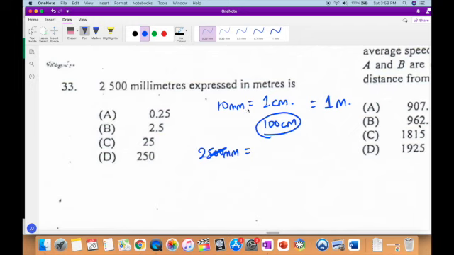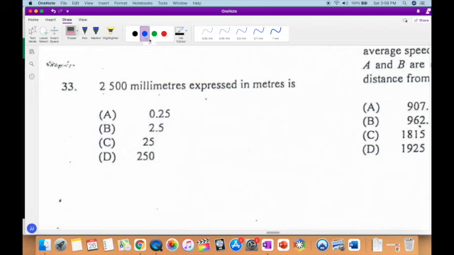Sorry, what's the answer for this? Just quick, what did you get for this? You put B, 2.5, right? Because just now I wrote this wrong and it's confusing me, so hold on.